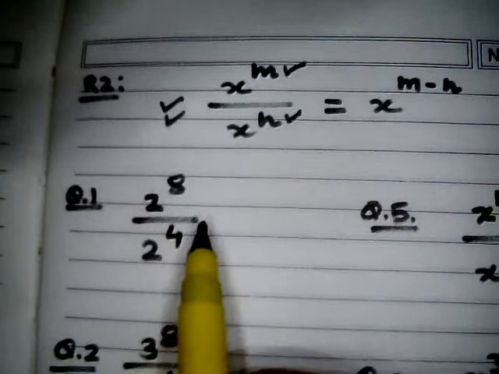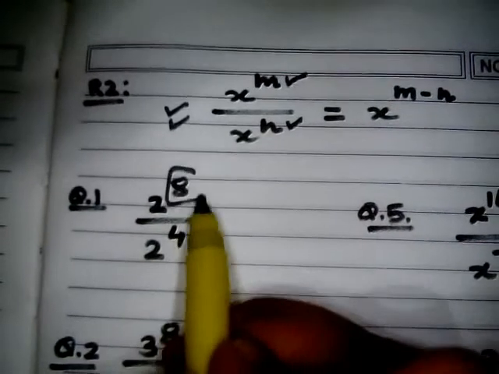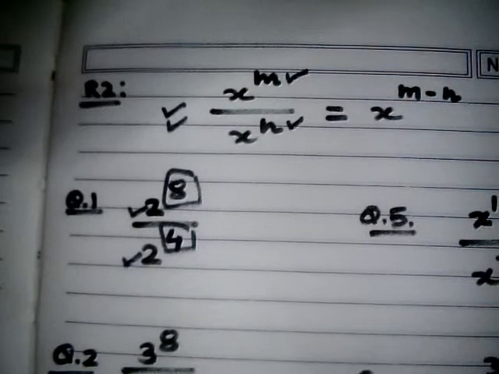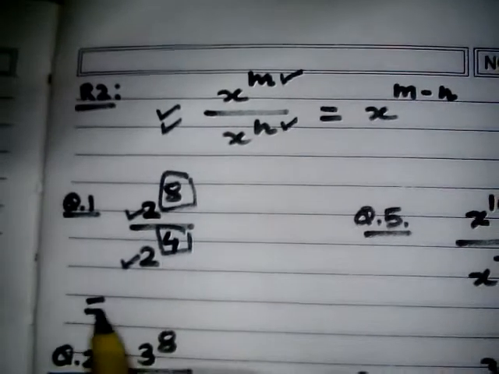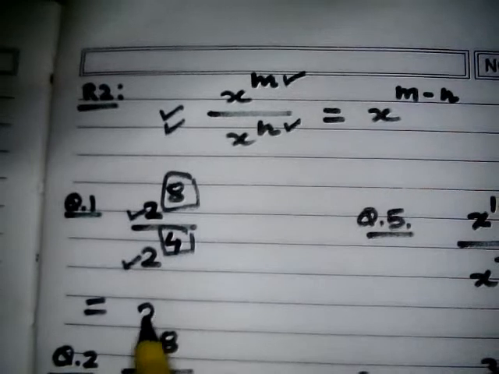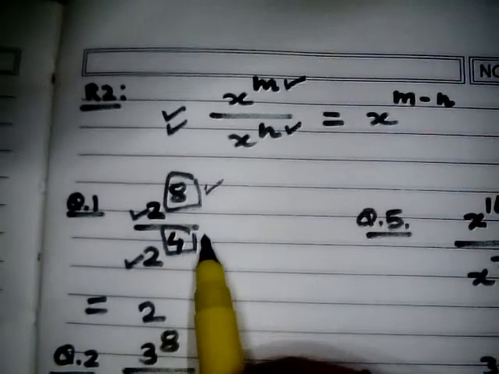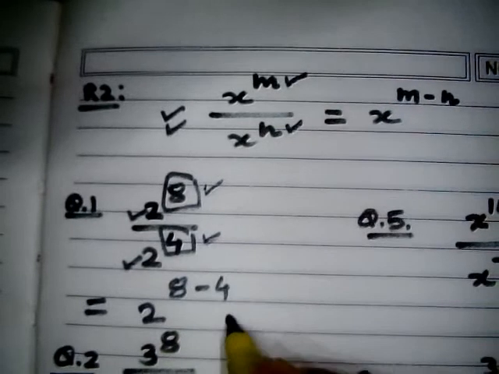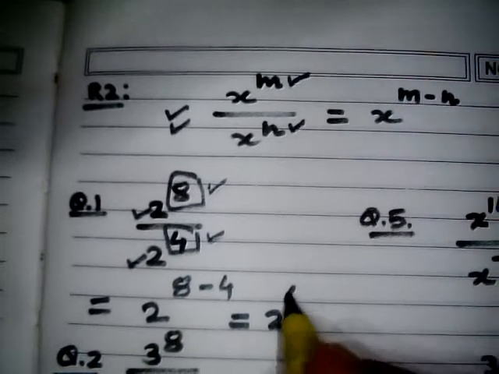This is question number 1. Over here the power is 8, the other power is 4, and the base you can see on both sides is 2. It is the same, so we can apply this property over here. From the numerator power we need to subtract the denominator power. So 8 minus 4, that is going to be 2 to the power 4.